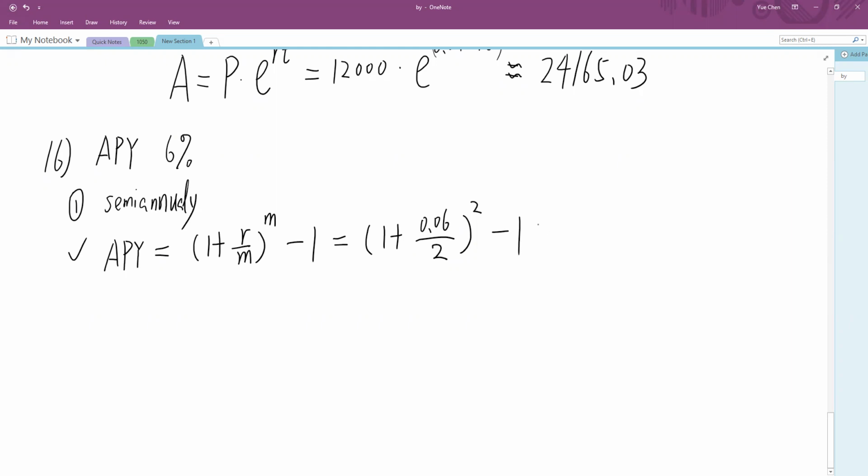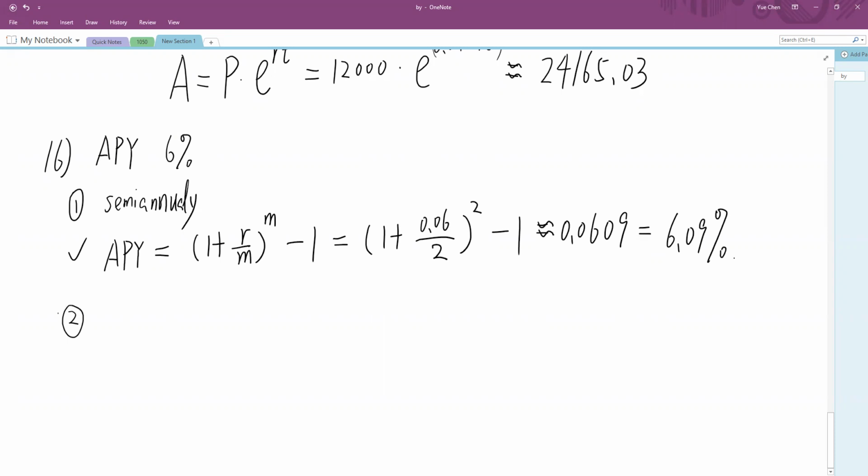It would be 0.0609. So at last, APY is also a percent annual rate, kind of annual rate, right? So we also need to convert to the percentage form. So we multiply by 100 with 6.09%. So this is the first one.